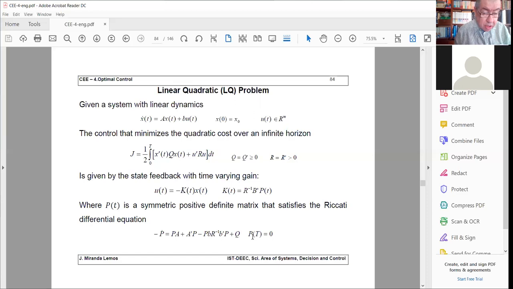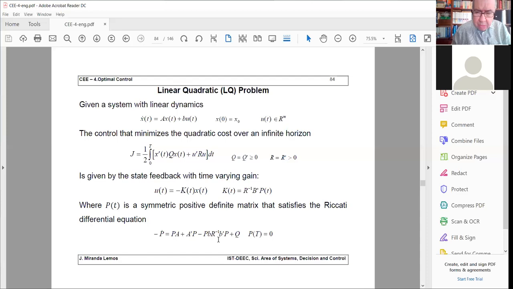So how can we use this? Well, start by the bottom of the slide and solve this equation for P, the Riccati differential equation. You don't know how to solve it. Actually, this can be reduced to a linear system of equations. You see here, it's a quadratic equation because you have a product of P by P here. But you can make a change of variables, for instance, and transform it into a system of linear differential equations that you can easily solve. And from the solution of this set of linear differential equations, you get P.